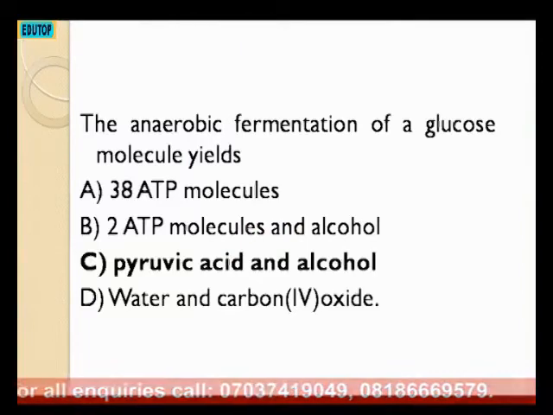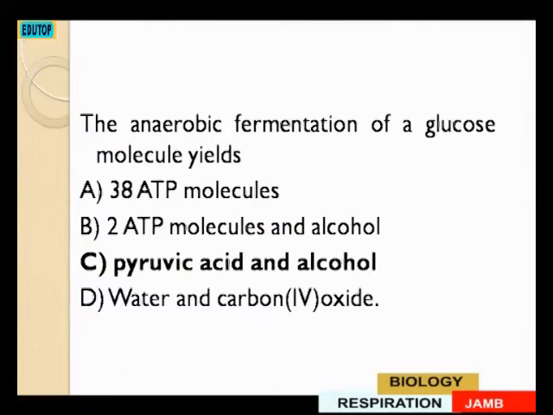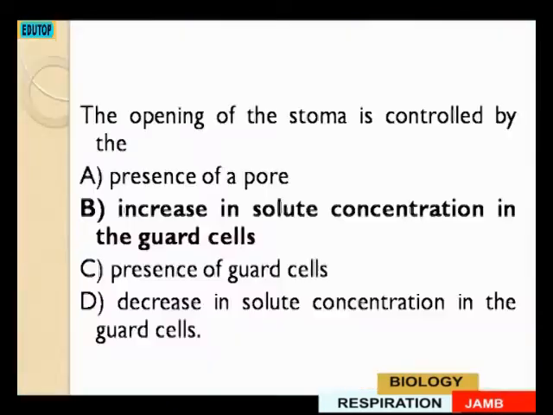The next question: the anaerobic fermentation of glucose yields A, 38 ATP molecules, B, 2 ATP molecules and alcohol, C, pyruvic acid and alcohol, D, water and carbon dioxide. In anaerobic fermentation, the glucose molecule will yield pyruvic acid and alcohol. That is option C.